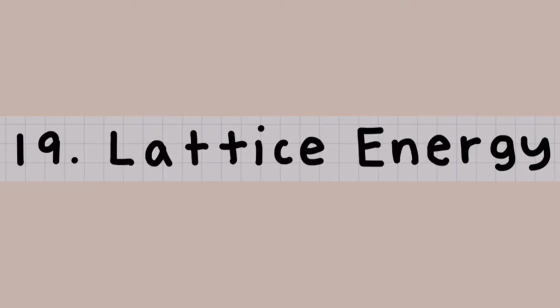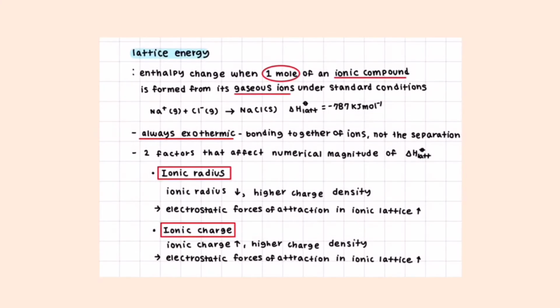Let's start. First, let's talk about the lattice energy. Lattice energy is the enthalpy change when 1 mole of an ionic compound is formed from its gaseous ions under standard conditions. For example, when gaseous sodium ion combines with gaseous chlorine ion, it forms 1 mole of ionic compound NaCl. Here, the lattice energy is a negative value.